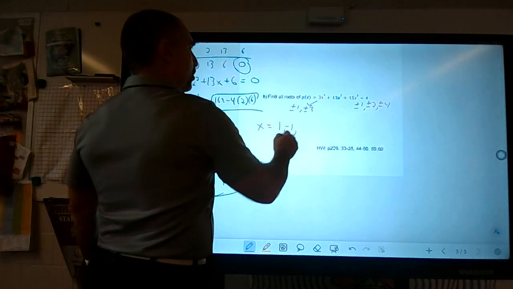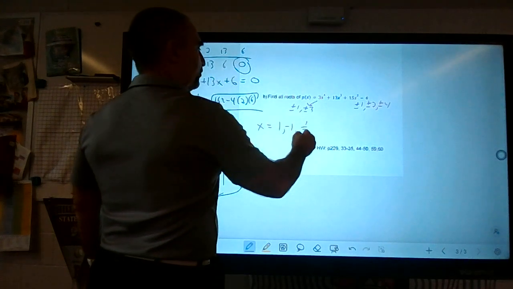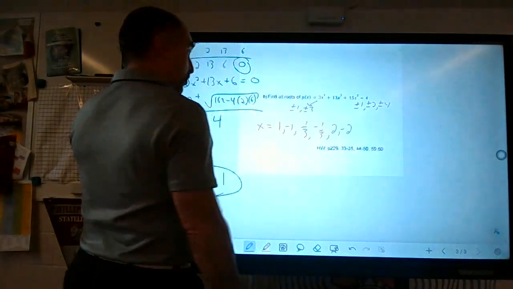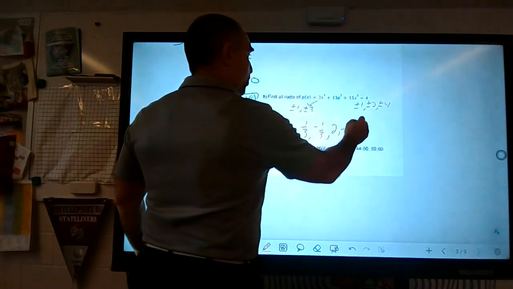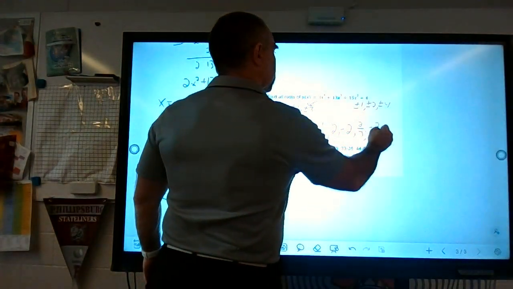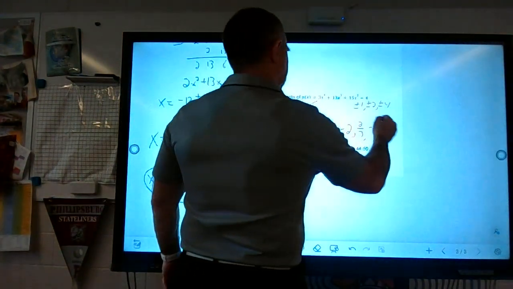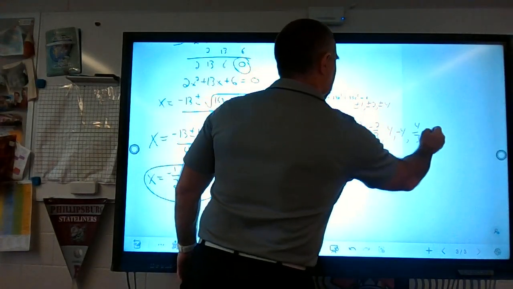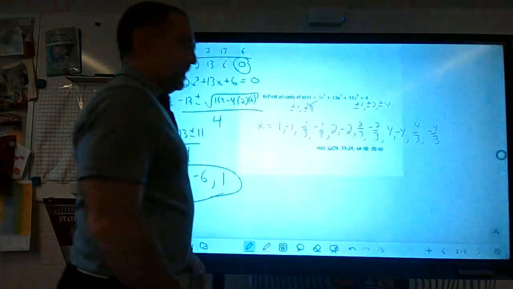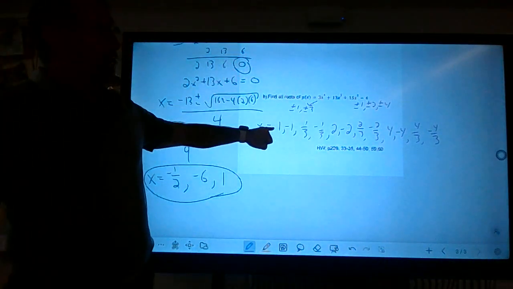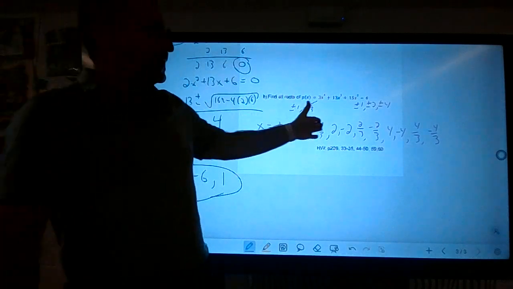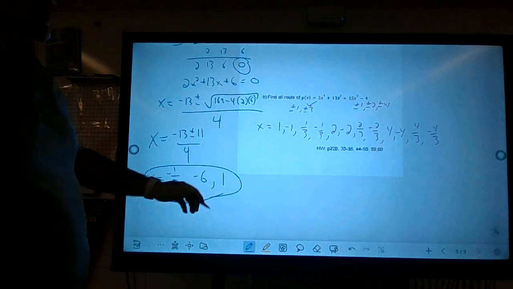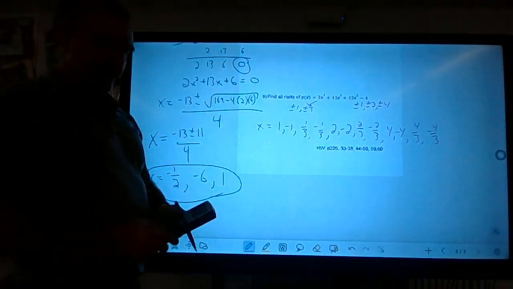1 over 1, 1 over negative 1. 1 over 3, 1 over negative 3. 2 over 1, 2 over negative 1, 2 over 3, 2 over negative 3. 4 over 1, 4 over negative 1, 4 over 3, 4 over negative 3. Now, I write plus or minus up here. I don't write it here because I'm going to need to test all these numbers, and when they don't work, I'm going to cross them out. I don't want to get confused with the plus or minus. I might cross something out.